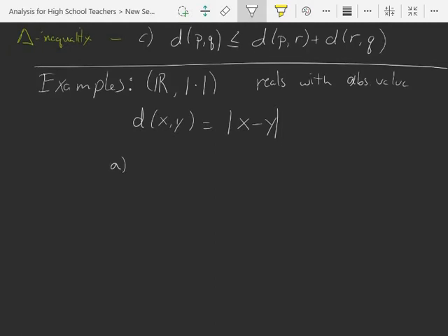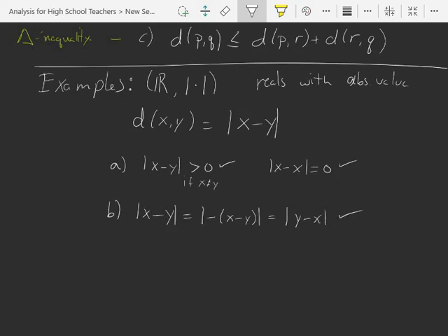Does it satisfy A? So absolute value of x minus y is bigger than 0. That checks out. And the absolute value of x minus x equals 0, right? That also checks out. So it is positive when x and y are not equal, and it's exactly 0 when I have x and itself. Okay, good. So let's see, does it satisfy symmetry? The absolute value of x minus y is equal to the absolute value of negative x minus y, which is equal to the absolute value of y minus x, so symmetry checks out.